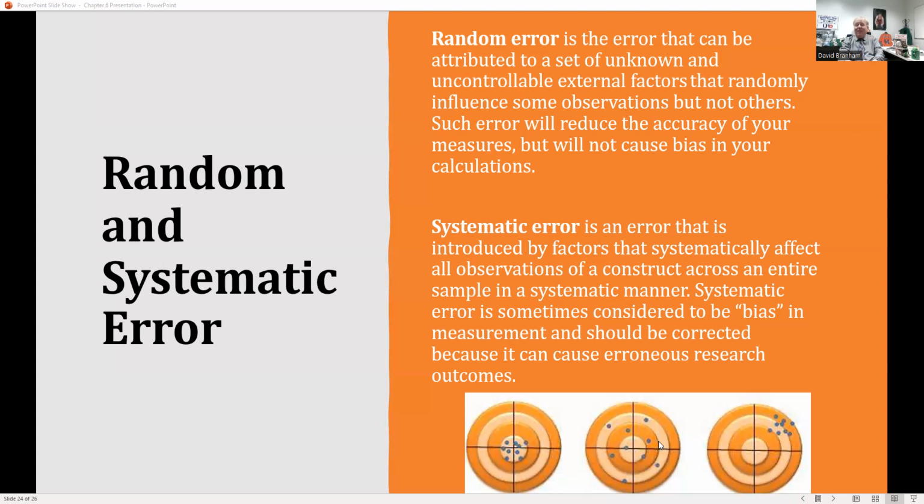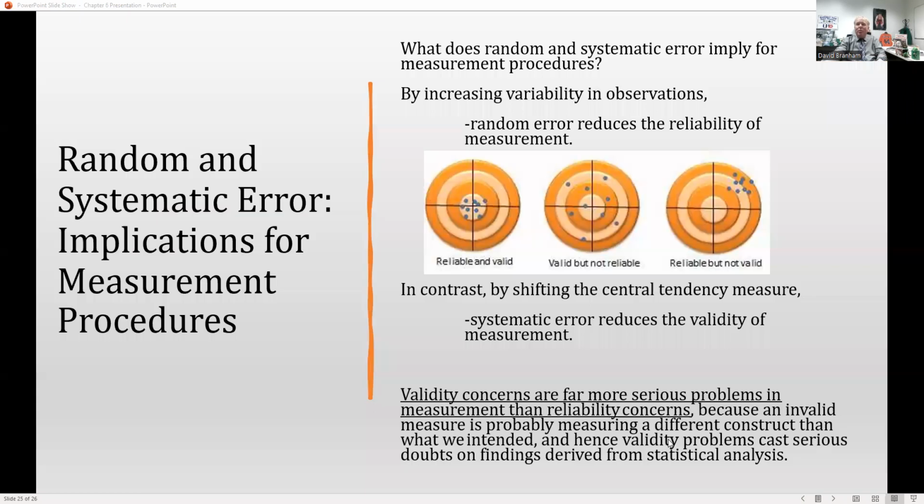For instance, if you're shooting arrows and this is what you're doing, you're a very good shot, but you have something that's causing a bias. Your shot is very reliable, but perhaps you have a wind that's moving up and to the right that's moving all of your arrows up out of the target area. That's a bias in your measurement, and it should be corrected because it can cause erroneous research outcomes. Among these two, it's important to understand that one is worse than the other.